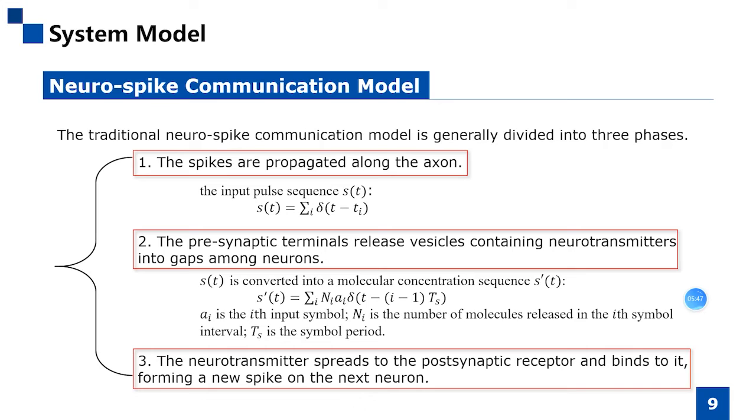The neurotransmitters spread to the postsynaptic receptor and bind to it, forming a new spike on the next neuron. The second phase is the main part of this model. It is the vesicle release process.